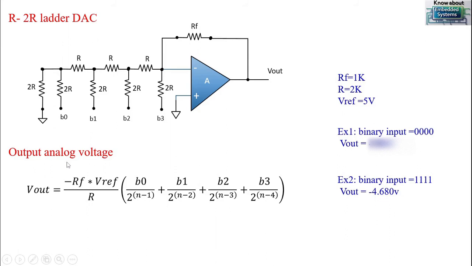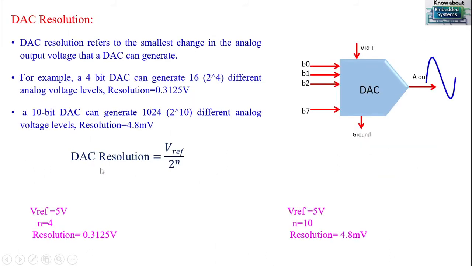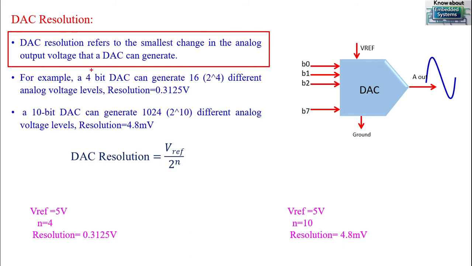I have one more parameter with the DAC, that is called resolution. This is a very important thing in the DAC. DAC's resolution. What do you mean by resolution? This resolution stands for the smallest voltage change or current change that the DAC can produce. So this is also one of the important parameters for the DAC. DAC resolution refers to the smallest change in the analog output voltage or current, and it is called resolution.